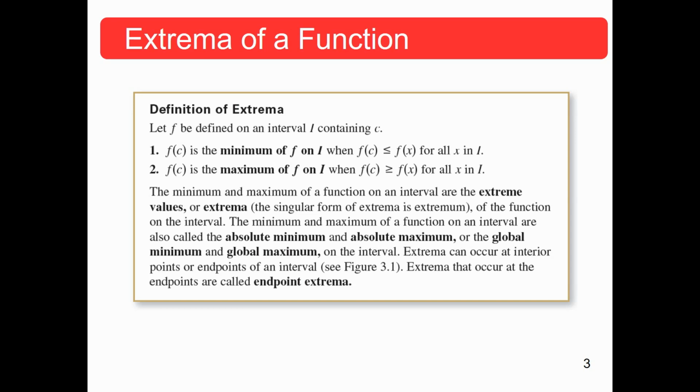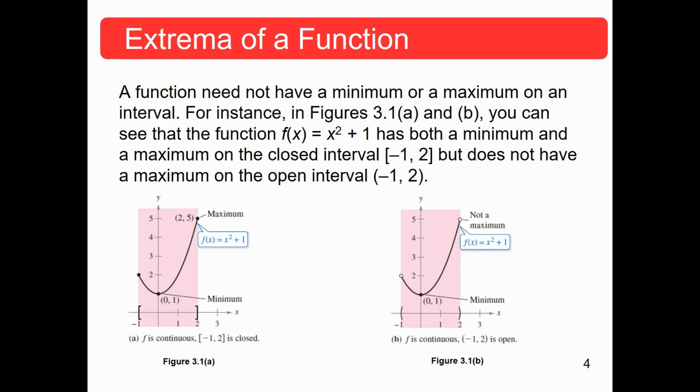Now, the extrema, if we're talking about these minimums and maximums of the function, we call them the absolute minimum and the absolute maximum. Sometimes you hear it referred to as global. Now, the extrema can occur at interior points, or they could occur at the endpoints of an interval, because remember, we're talking about an interval. If it does occur at an endpoint, we call that an endpoint extrema. Now, a function doesn't have to have a minimum or a maximum on an interval.